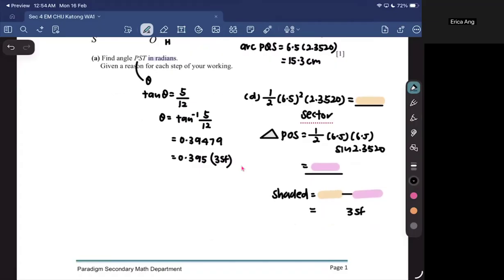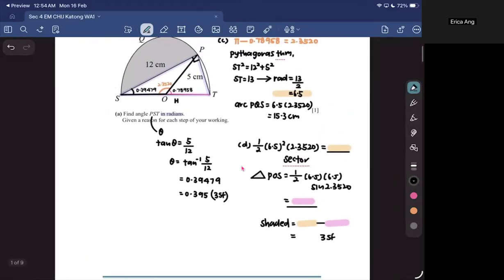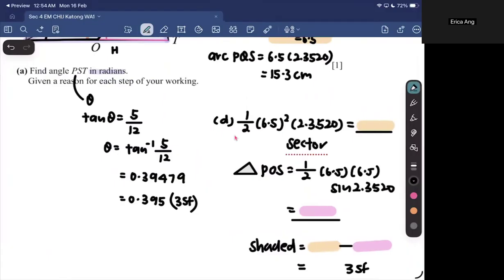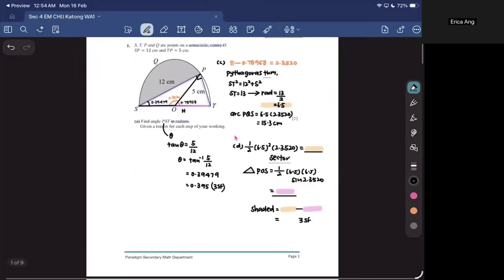Let me check the answer. Half times 0.3 minus sine. At the end of the day, you should be able to get the answer. Yeah, so the segment that they want, just use your sector minus the triangle.